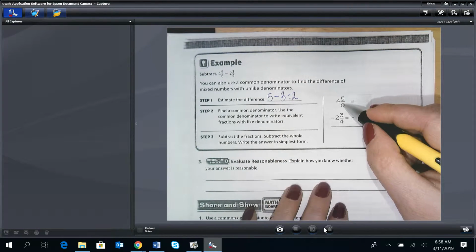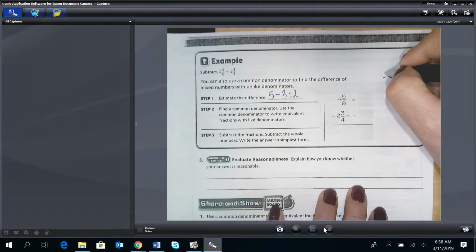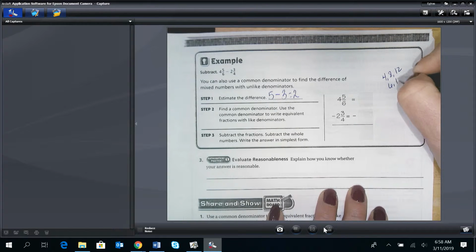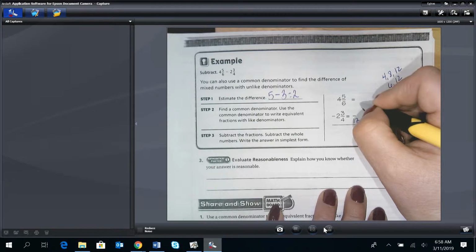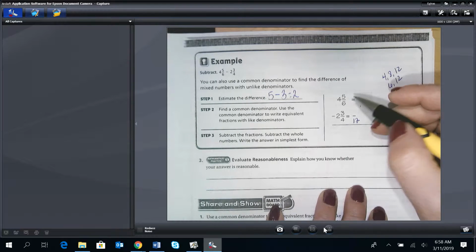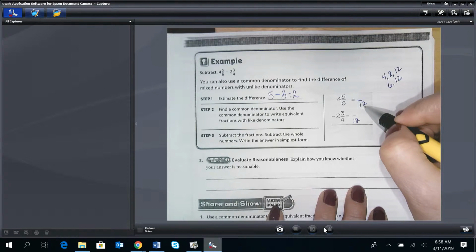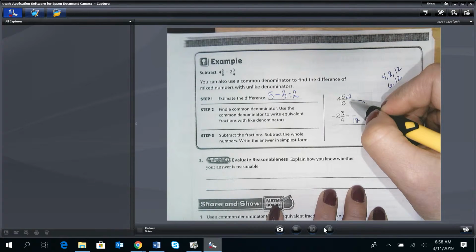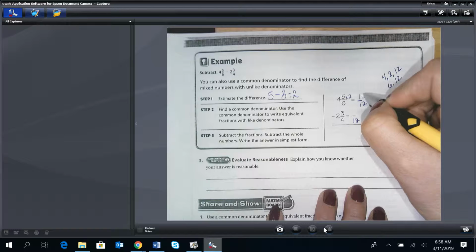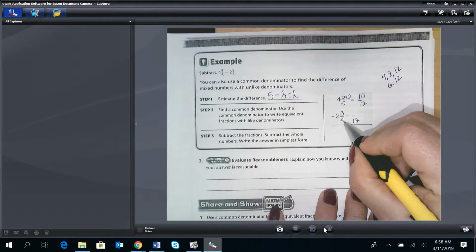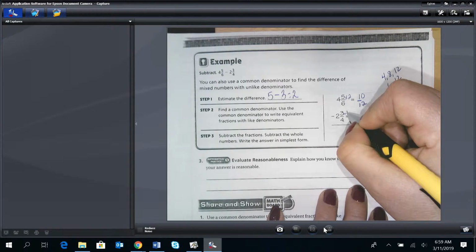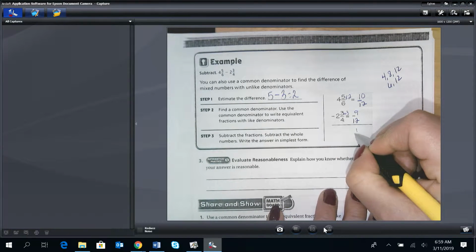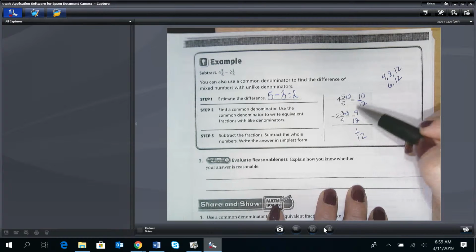Do we have a common denominator? No, so we need to find one. 4, 8, 12. I don't have to go any further because I know my multiples of 6. So we have 12. How did I get from 6 to 12? I took it times 2. So what I do to my denominator, I have to do to my numerator. I have 10. How did I get from 4 to 12? I took it times 3. 3 times 3 is 9. I get 1/12.